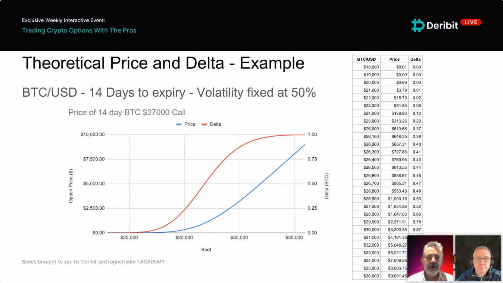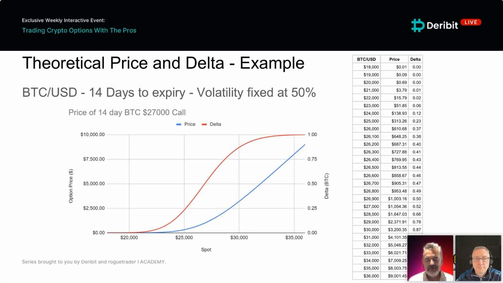So this is just some fundamentals. I've just cobbled this together on Google Sheets. What you're seeing is, imagine the price of a 14-day, $27,000 call. So the strike is $27,000. The volatility is fixed at 50%, which is kind of normal for Bitcoin. And it's got 14 days to run.